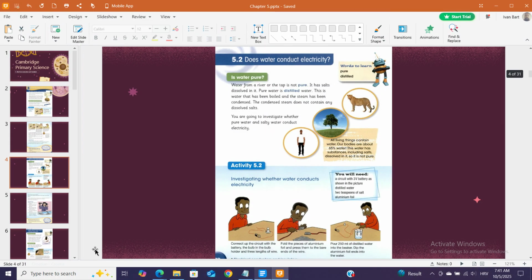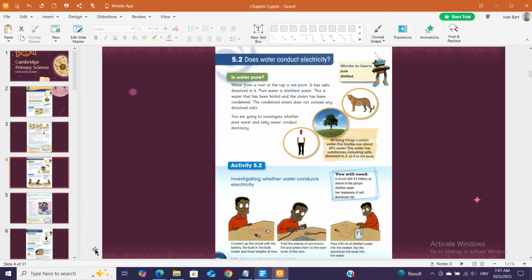5.2 Does water conduct electricity? Is water pure? Water from a river or the tap is not pure. It has salts dissolved in it. Pure water is distilled water. This is water that has been boiled and the steam has been condensed. The condensed steam does not contain any dissolved salts. You are going to investigate whether pure water and salty water conduct electricity.